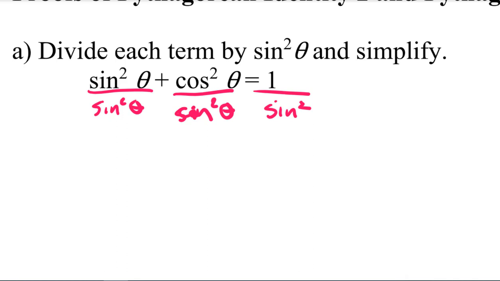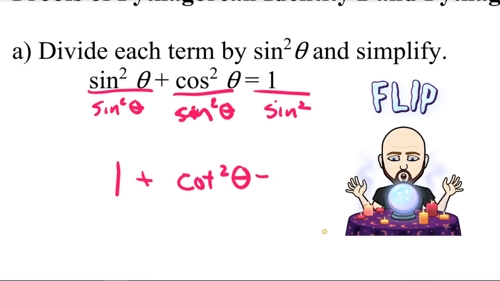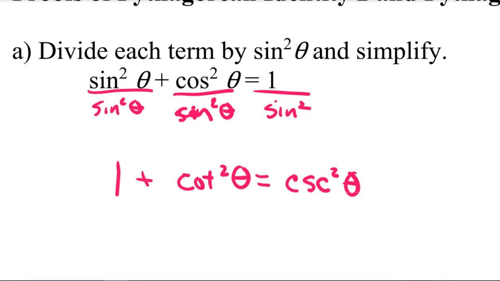Sine squared divided by sine squared, of course, that's just 1. Cosine squared divided by sine squared is going to give us cotangent squared of theta. And then 1 over sine squared. Remember, the reciprocal function of sine is cosecant. So that's going to be cosecant squared theta. So if we take sine squared plus cosine squared equals 1 and divide each term by sine squared, that gives us the resulting equation, 1 plus cotangent squared equals cosecant squared.